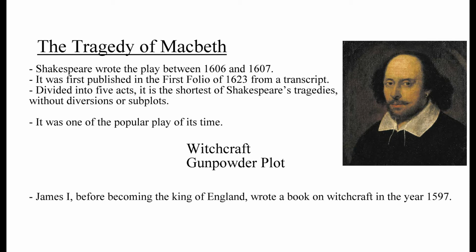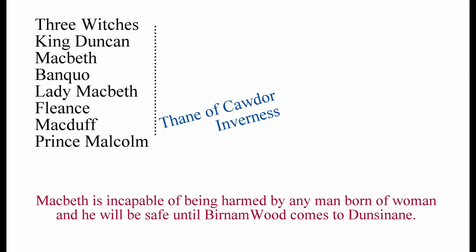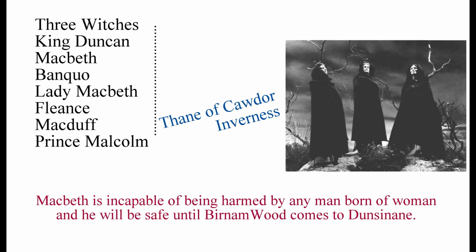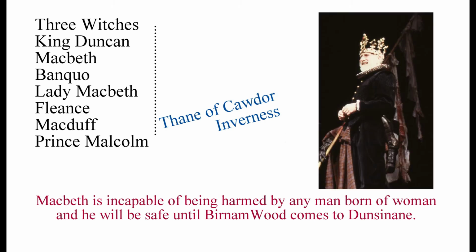I will try to put it as briefly as possible so that we can move on to the important part. So the play begins with the famous appearance of the three witches. Then we move to a military camp where King Duncan gets the news that his generals Macbeth and Banquo defeated two invading armies, one from Ireland and the other from Norway.